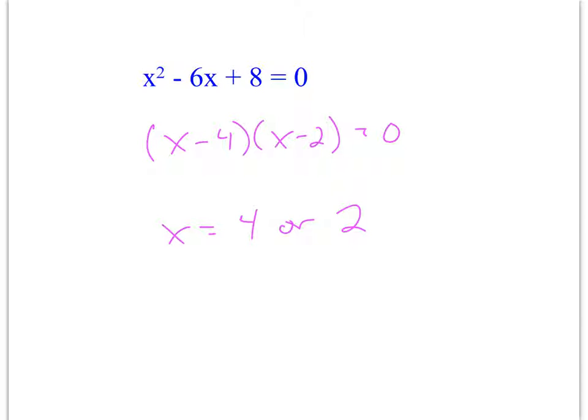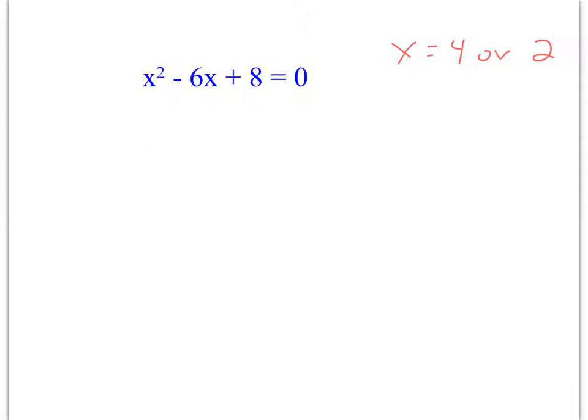Let's solve this now by completing the square. We already know our answers are x is 4 or x is 2. But let's go through the method for completing the square. First thing I'm going to do, I'm going to divide each term by a.